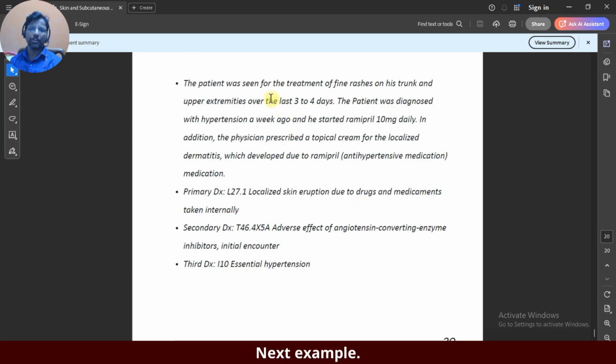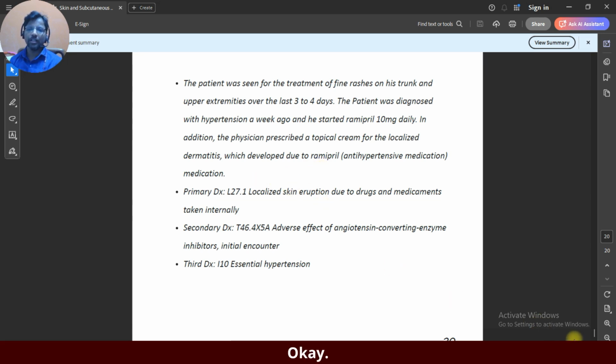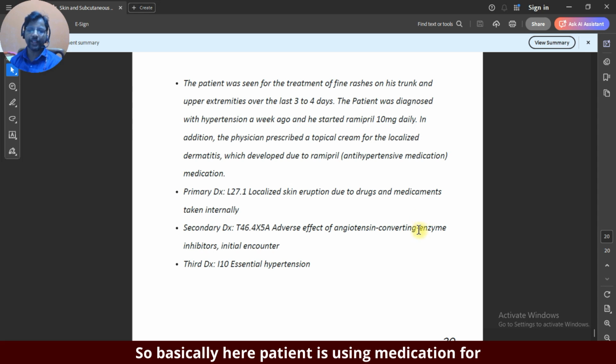Okay. Next example. The patient was seen for the treatment of fine rashes on his trunk and upper extremities over the last 3 to 4 days. The patient was diagnosed with hypertension a week ago and he started Ramipril 10 milligrams daily. In addition, the physician prescribed a topical cream for the localized dermatitis, which developed due to Ramipril medication. Okay. So basically, here the patient is using medication for hypertension. But because of this Ramipril, the patient is having a skin condition.